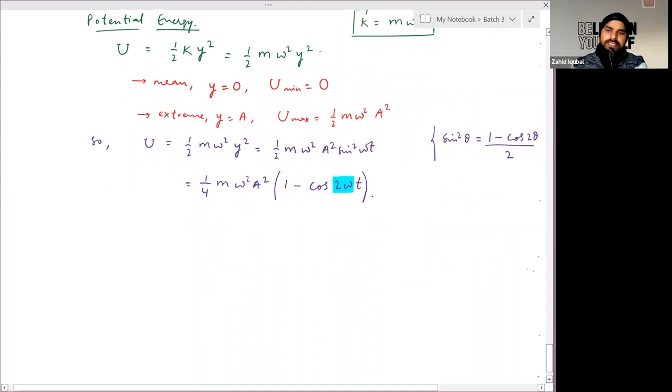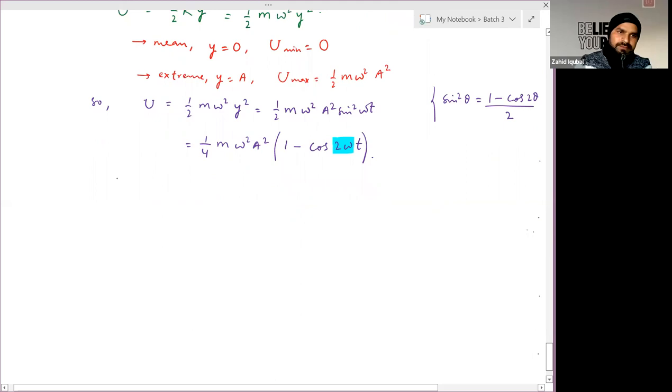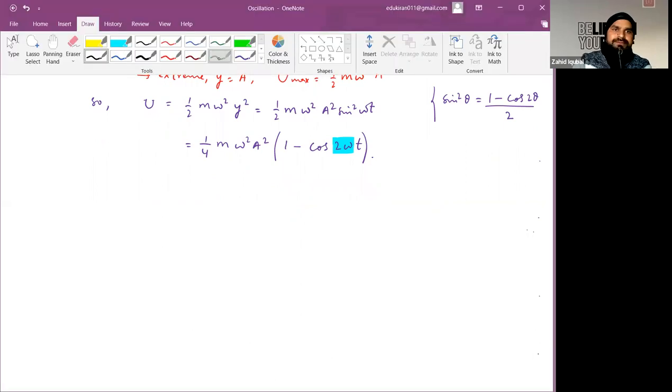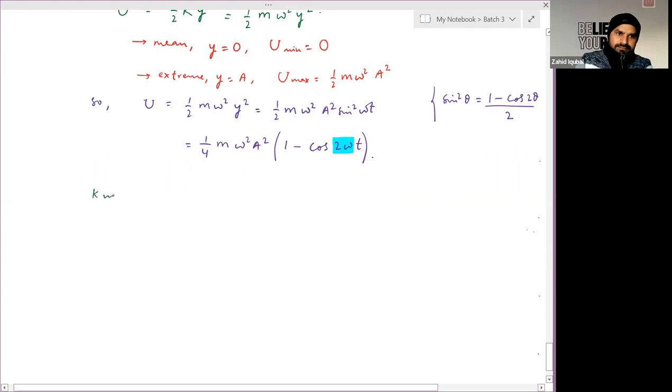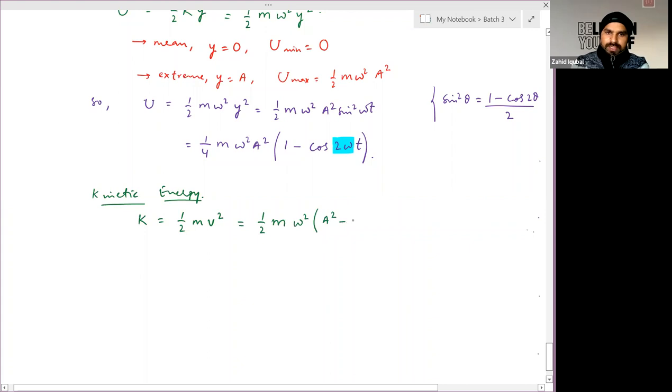Similarly, we have to define the kinetic energy of a particle during this SHM. So next is the kinetic energy of the particle during this SHM. K is equal to half mv squared. If you put the value of v in the displacement-dependent term, it will be half m, where v is equal to omega times root under a squared minus y squared. So it will give you half m omega squared (a squared minus y squared).